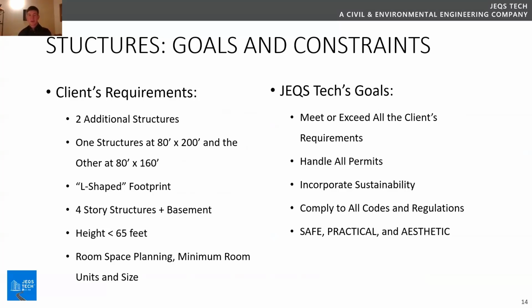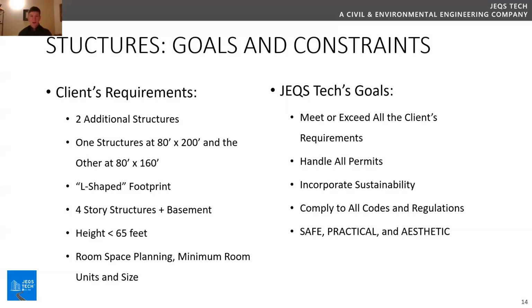So Michigan State came to us hoping to turn their old Shaw power plant into a STEM academic building. That included gutting and renovating the existing building, but also adding 2 additional structures. They wanted one structure to be specifically 80 by 200 feet and another 80 by 160 feet. They proposed an L-shaped footprint, both structures being 4 stories, including a basement level, and they hoped to keep the height under 65 feet above grade.